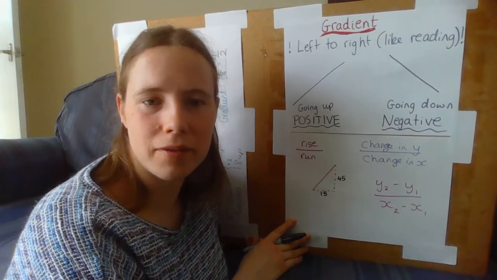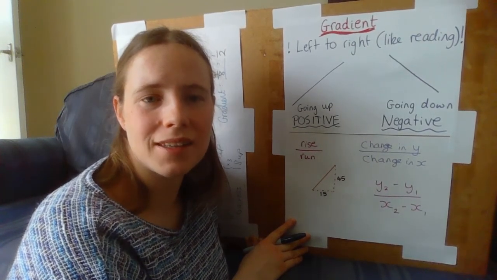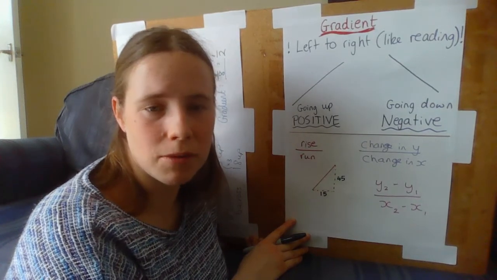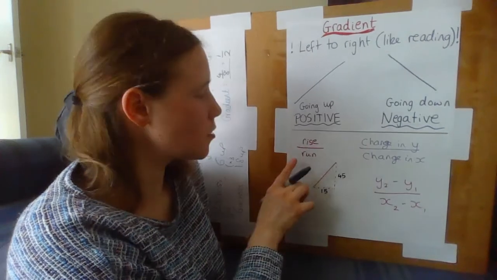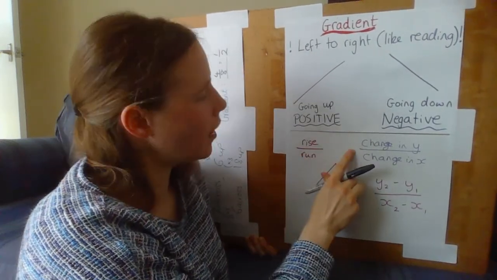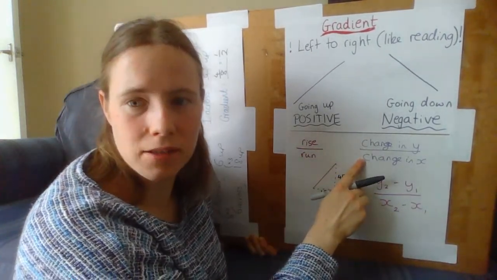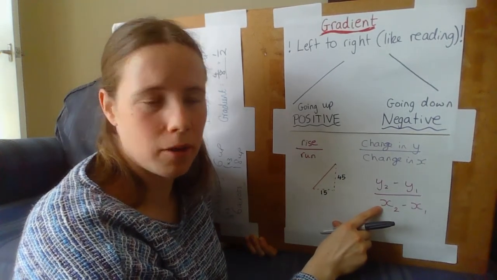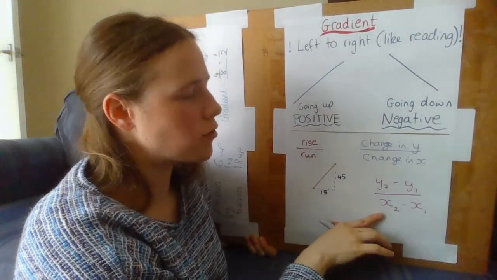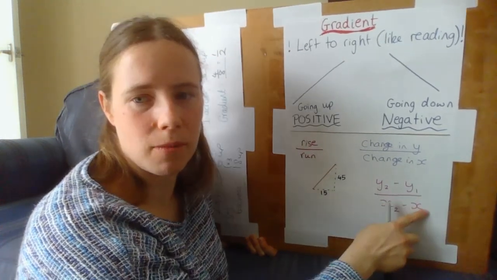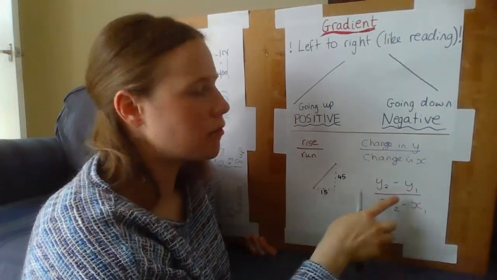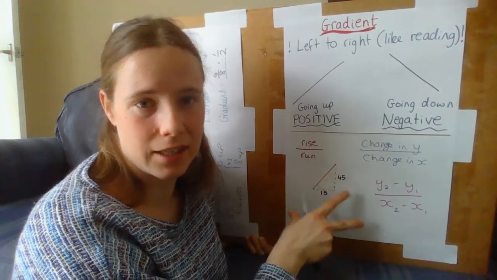Okay, so here's the other way of thinking about gradient, which is actually doing exactly the same thing underneath, so it's just up to you which one you find easiest to think about. So you might have heard of gradient as rise over run, or as change in y over change in x, and you might not have seen this yet, but you will see it later on. If we have two coordinates, we can calculate it as y2 minus y1 over x2 minus x1. All of these three fractions are actually doing the same thing underneath.